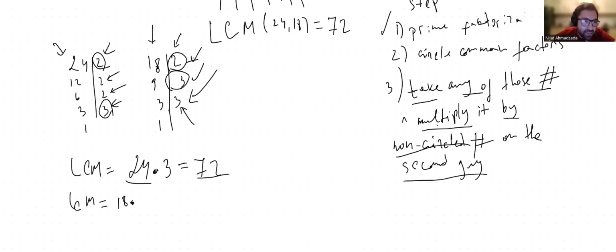So what are the numbers which are not circled in 24? You see these two and these two. There are two twos, and they are not circled. So we multiply 18 by those numbers. So it will be 18 times 2 times 2, again 72. So you see, that means the lowest common multiple of 24 and 18 is indeed 72.